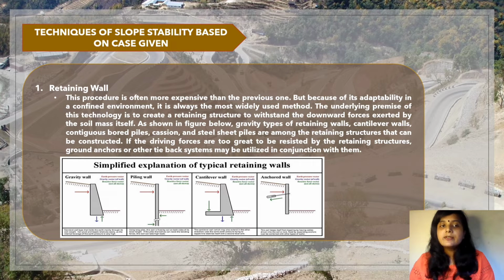The underlying premise of this technology is to create a retaining structure to withstand the downward forces exerted by the soil mass itself. As shown in the figure, gravity types of retaining walls, cantilever walls, contiguous bored piles, caisson, and steel sheet piles are among the retaining structures that can be constructed if the driving forces are too great to be resisted by the retaining structures. Ground anchors or other tie-back systems may be utilized in conjunction with them.